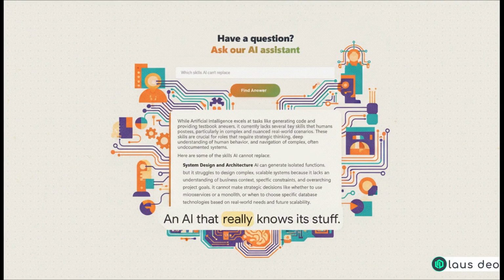Look at this. We're asking a really tricky question. Which skills can AI not replace? Now, a normal chatbot might give you some generic, wishy-washy list. But this one, wow, it dives deep into system design, architecture, even the messy stuff like human behavior. This is a completely different ballgame.